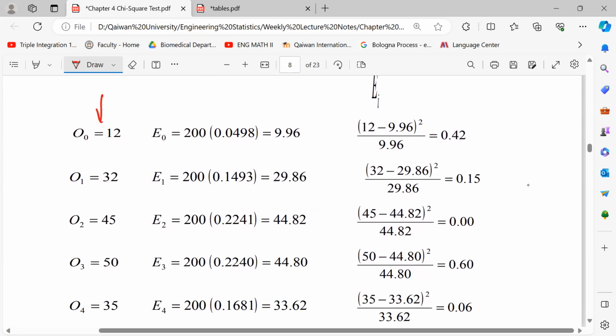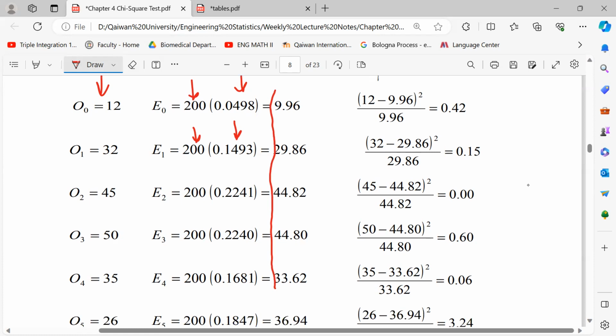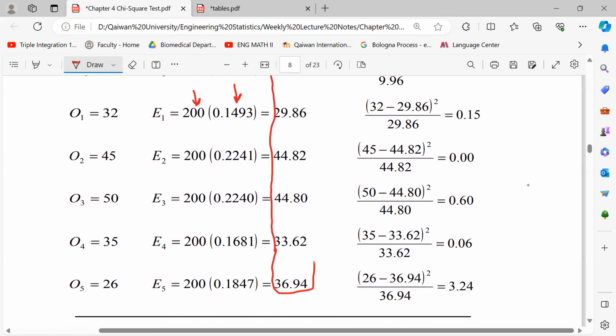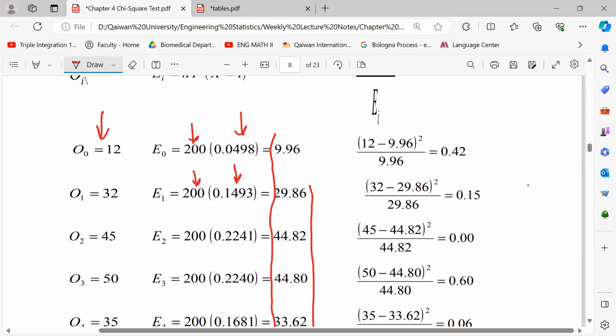These are observed frequencies, which are given. And these are the probability at 0 multiplied by 200, and the probability at 1 multiplied by 200. That's what I said. These are the expected frequencies. Don't round them. For this one, let's say it's 10. It's not 10. It's 9.96. Write it down as it is.